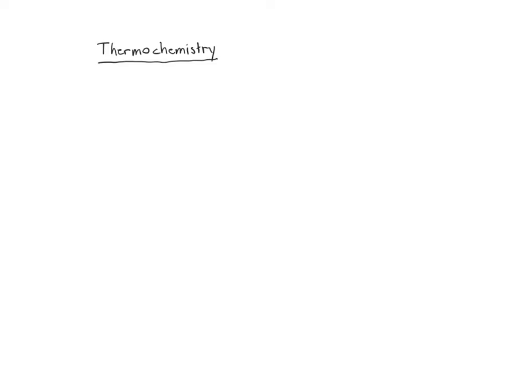chemical reaction. Now, in some reactions, we have some reactant producing some product along with heat. Okay, these are reactions that are warm to the touch. Okay, and we call these reactions exothermic. Okay, because they are giving off heat.